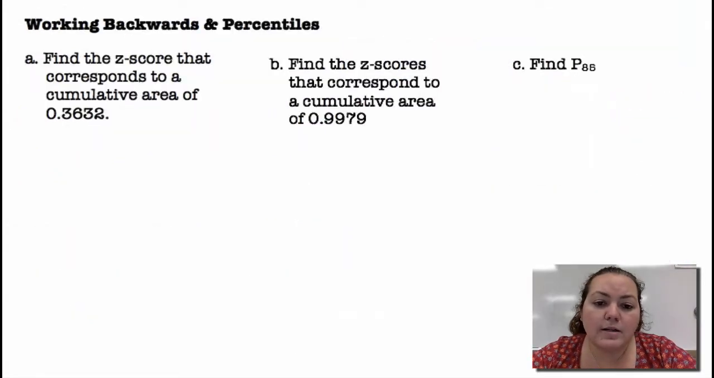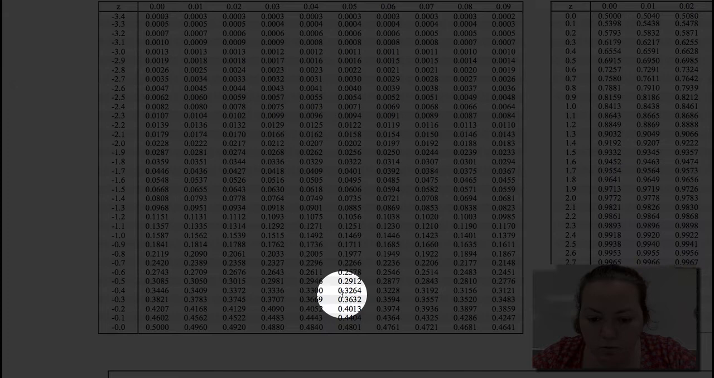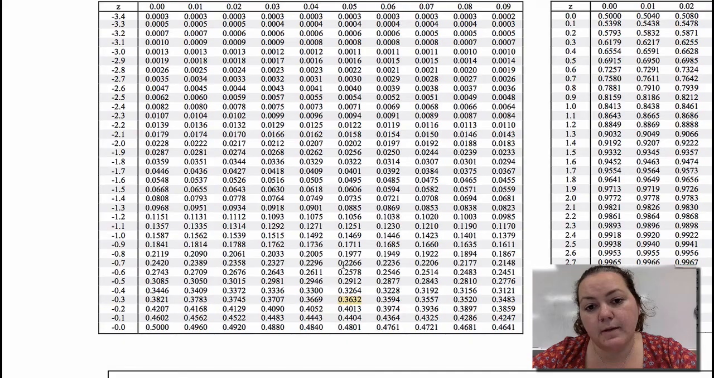All right, working backwards and percentiles. Find the z-score that corresponds to the cumulative area of 0.3632. If I have the cumulative area under the curve, I can look in this section of the table, and I'm looking for 0.3632. 0.3632 is right here. And so I'm going to go over, it's negative 0.3, and then up, it's 0.05. So negative 0.35 is my z-score.